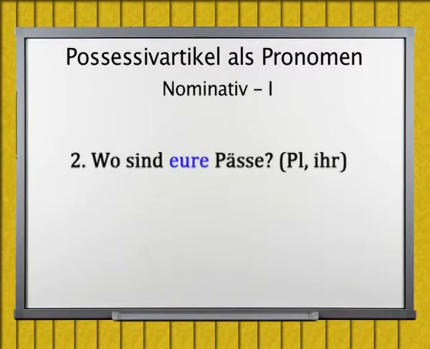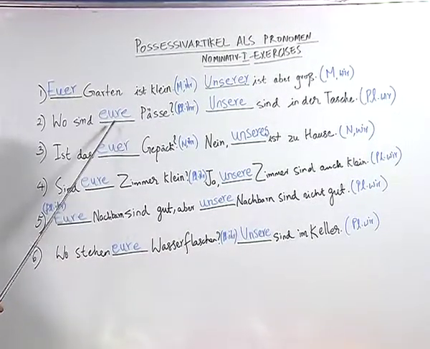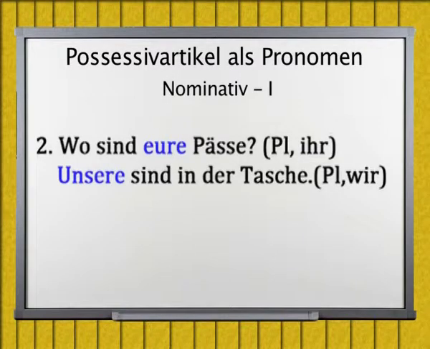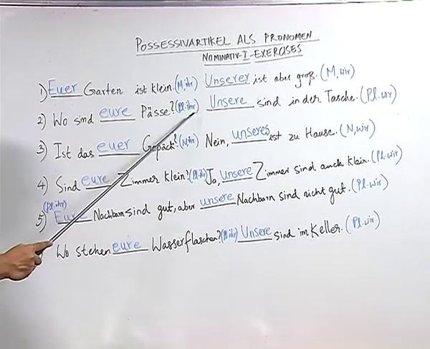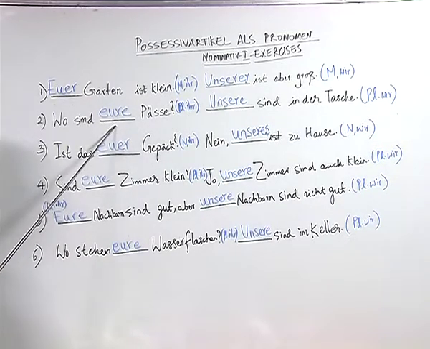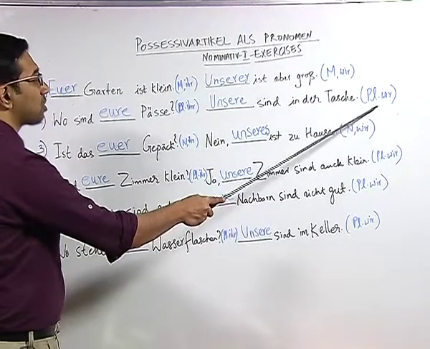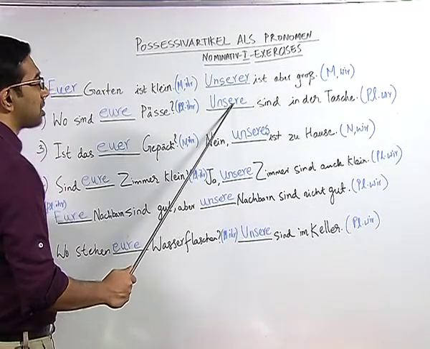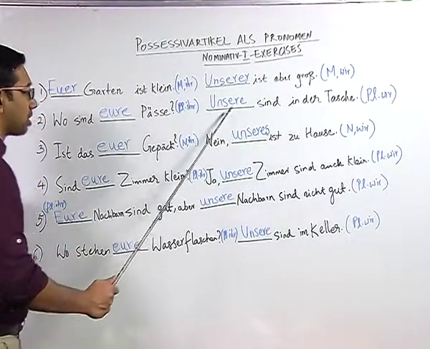Wo sind eure Pässe? Pässe is the plural form for passports. Now, the student has written here the answer, wo sind eure Pässe? Unsere sind in der Tasche. Here the student correctly identified that the noun is in plural and with the pronoun ihr, the form of possessive article would be eure with e as the ending, and here the student also correctly identified that with the pronoun wir, the possessive article as pronoun is unsere, which refers to Pässe, which is correctly mentioned here.